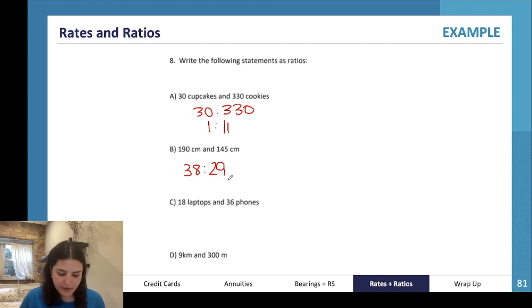18 laptops and 36 phones. We can get that down to 1 to 2. And 9 kilometers to 300 meters. We want to do 9,000 meters instead of converting 300 meters to 0.3 kilometers. And we can get that down to, what would that be? 30 meters to 1 meter, or just 30 to 1.